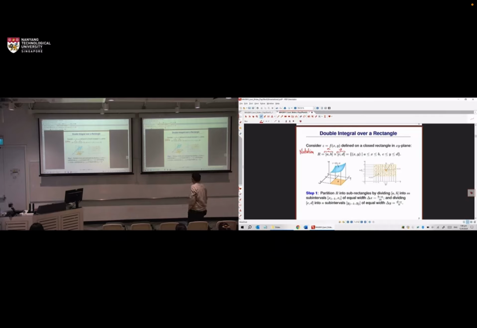Alright? So this is the region R. Because x is between a and b, and y is between c and d, it's a rectangular region. You have z equal to f(x, y). Depending on your x, y value, they have a corresponding height. So this is the partition of R into sub-rectangles. Then you go and find the width and things like that.